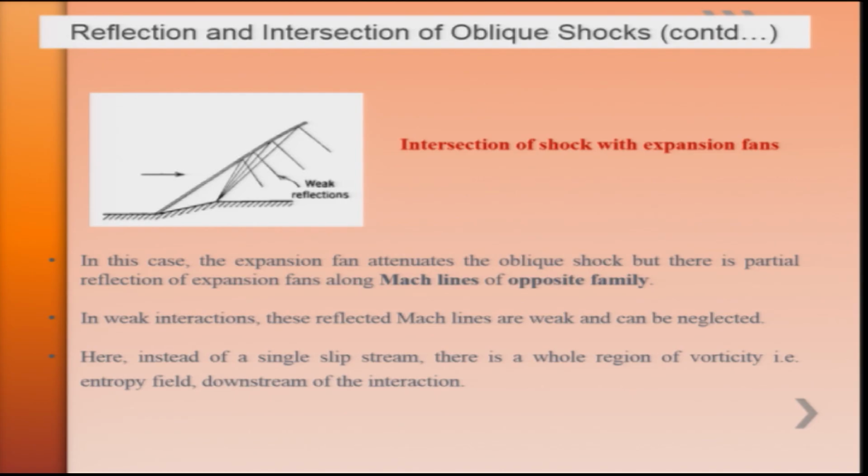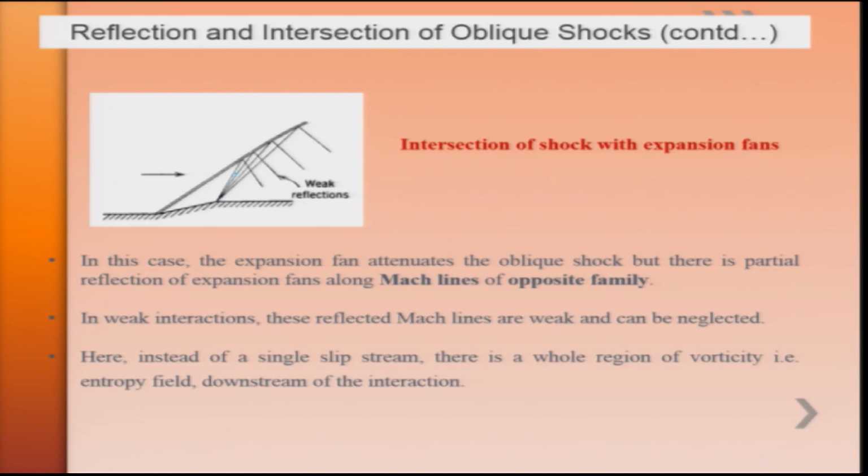Now a third case: what happens when an oblique shock wave of one family intersects with the expansion fans, and both of them are generated from the same wall. One such case is shown here: one corner of the lower surface is generating an oblique shock wave, whereas the second corner, where the flow is turning away from itself, is generating the centered expansion fan, which is shown here.